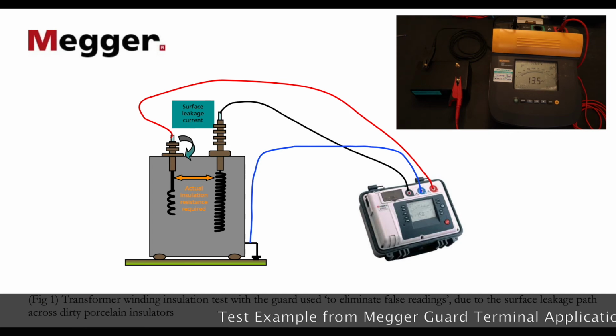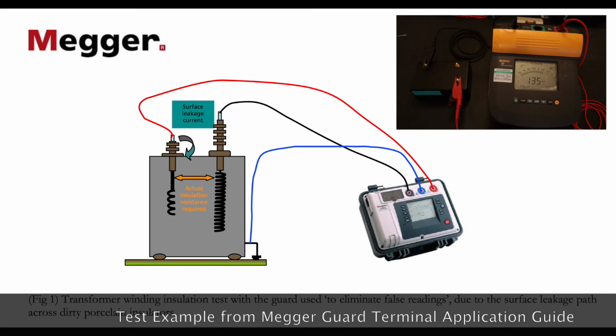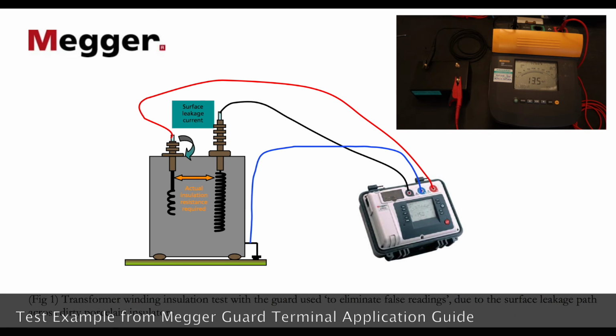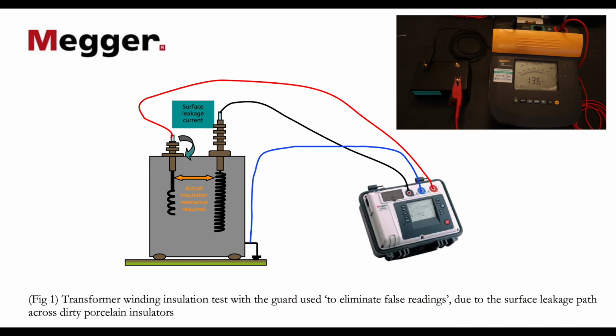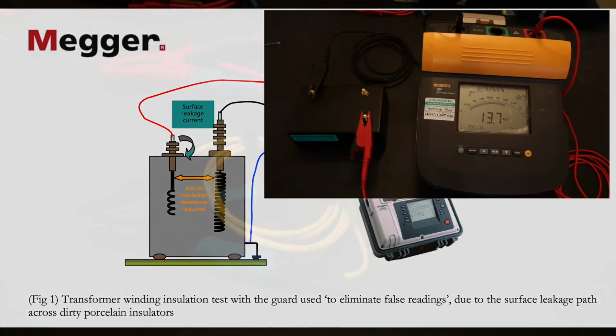So if you're doing a three-phase winding, you can connect the guard to either the frame or one of the other windings that's not under test, and you can get a true reading of the leakage either down to earth and not via the other windings, or the leakage from one winding to another winding and not via the earth path. It adds to the diagnostics you can do with an insulation tester.